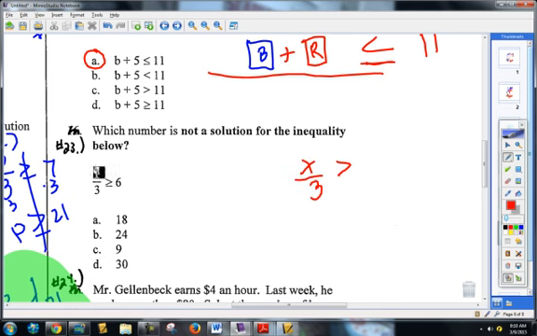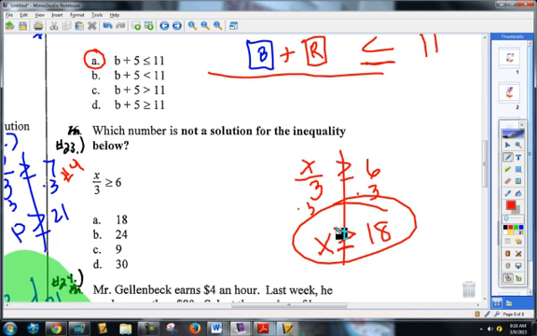Learning target 4. Okay, you could have done it like this, where you actually solve it, times 3, times 3. You learn that your answer must be greater than or equal to 18, right everybody? Obviously, would 18 work? Yes. Would 24 be greater than or equal to 18? Yes. Would 30 be greater than or equal to 18? Yes. What about 9?